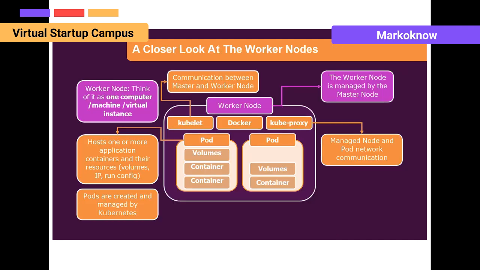Okay. So a closer look at the worker nodes, जो हम बात करने वाले थे actually worker nodes के बारे में. So the worker node is basically the node which handles various pods available in a system. So pod is basically एक particular node होता है जो एक particular काम करता है. Okay, so the worker node includes the kubelet, Docker, and kube proxy.